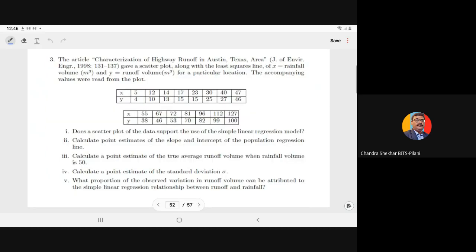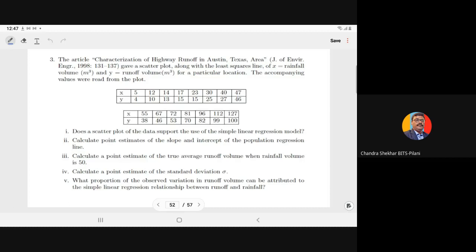So here, this data are from the article "Characterization of Highway Runoff in Austin, Texas Area," published in Journal of Environmental Engineering, 1998, pages 131-137, which gave the scatter plot along with the least squares line of x, the rainfall volume in cubic meters, and y, the runoff volume in cubic meters, for the particular location. The accompanying values were read from the plot.